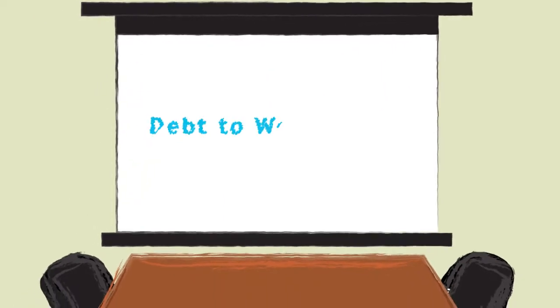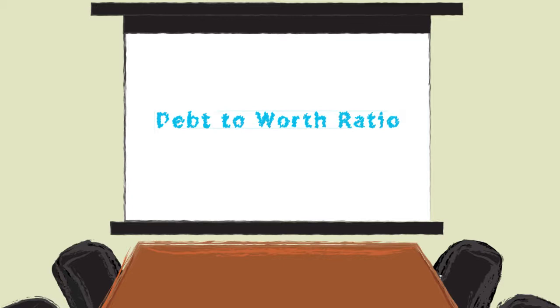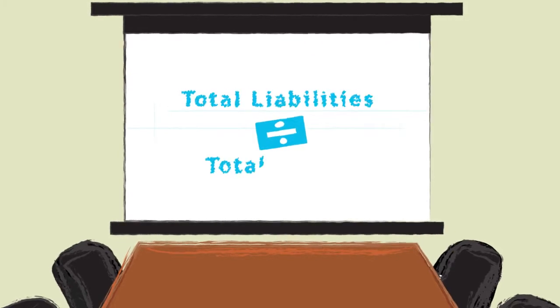The relationship between the two is called the debt-to-worth ratio. It's an indicator of the business's financial strength, which means its ability to absorb short-term losses and still meet its debt repayment obligations. To calculate the ratio, divide the total liabilities by the total assets.